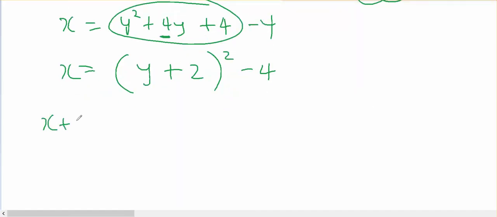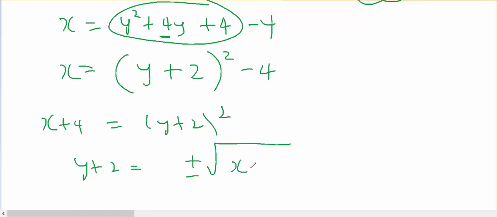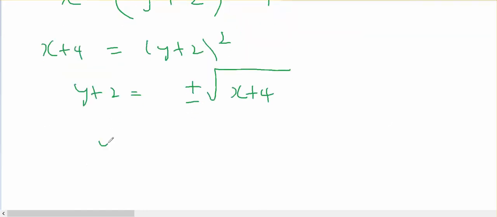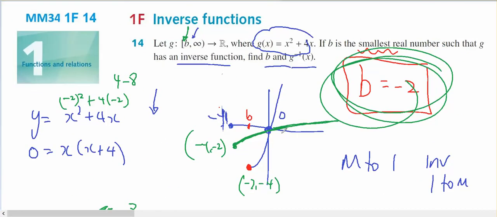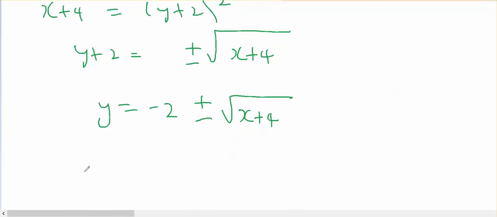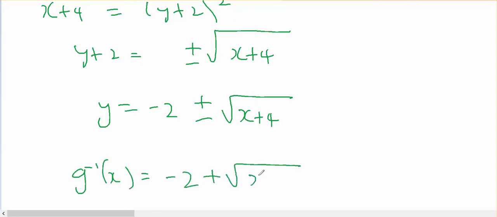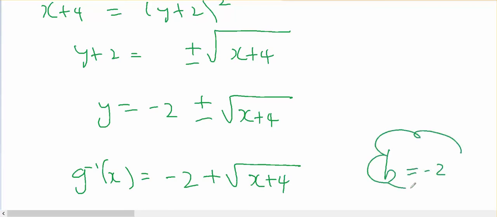So x plus 4 equals y plus 2 all squared. Y plus 2 will equal the plus or minus square root of x plus 4, and when I move my minus 2 over, minus 2 plus or minus the square root of x plus 4. But because my domain has resulted in my inverse having a range going from -2 to infinity, I want the positive square root. So the inverse of x is equal to -2 plus the square root of x plus 4, and that gives you b equaling -2 in the domain of g.